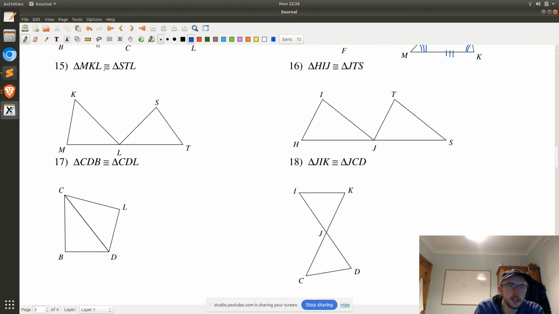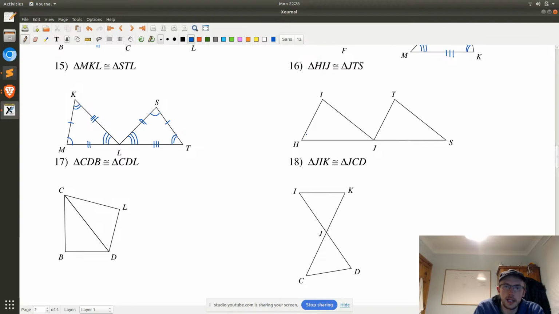Now, triangle MKL is congruent to triangle STL. So here's MKL, and STL. And here's my indication of the sides. There.